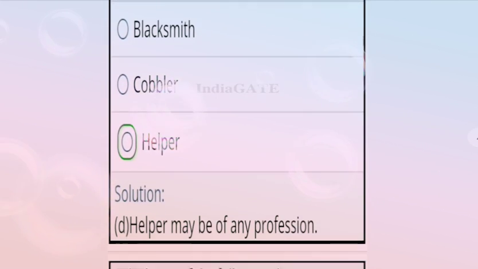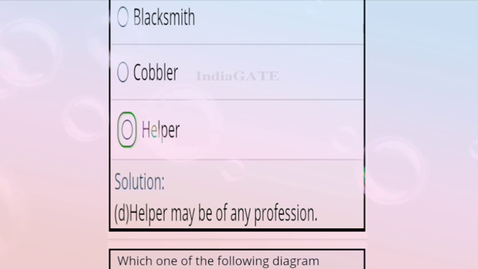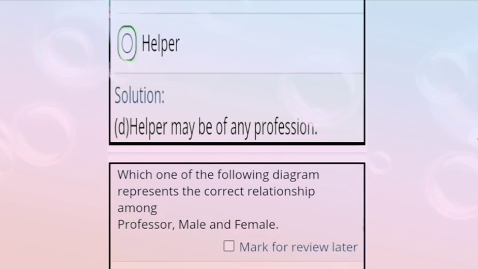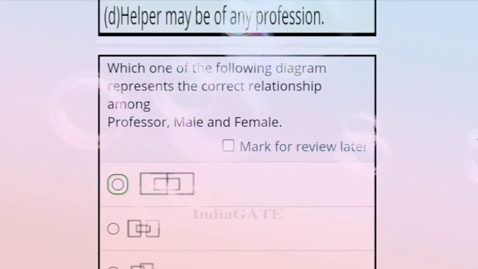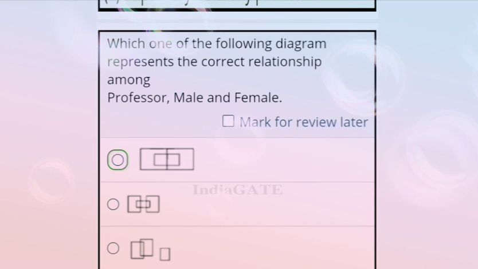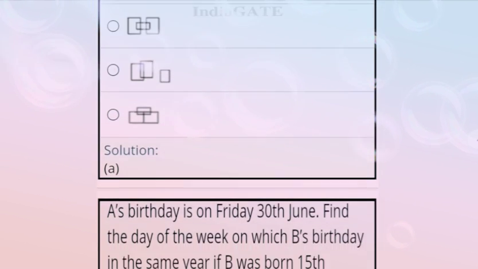Why? Because the helper may be any professional. Next, which one of the following diagrams represents the correct relationship among professor, male and female? Okay, so the correct answer is option A, because this diagram represents this relationship as per the given answer.